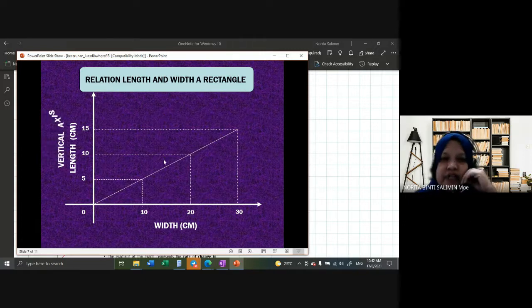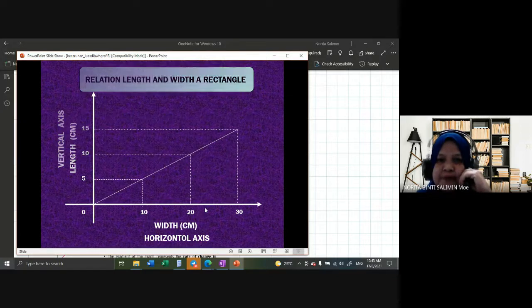Then we can find the gradient when we divide the vertical axis by the horizontal axis. Okay, bila kecerunan kita akan dapat gradient apabila kita bahagikan paksi Y dibahagi dengan paksi X. Okay.